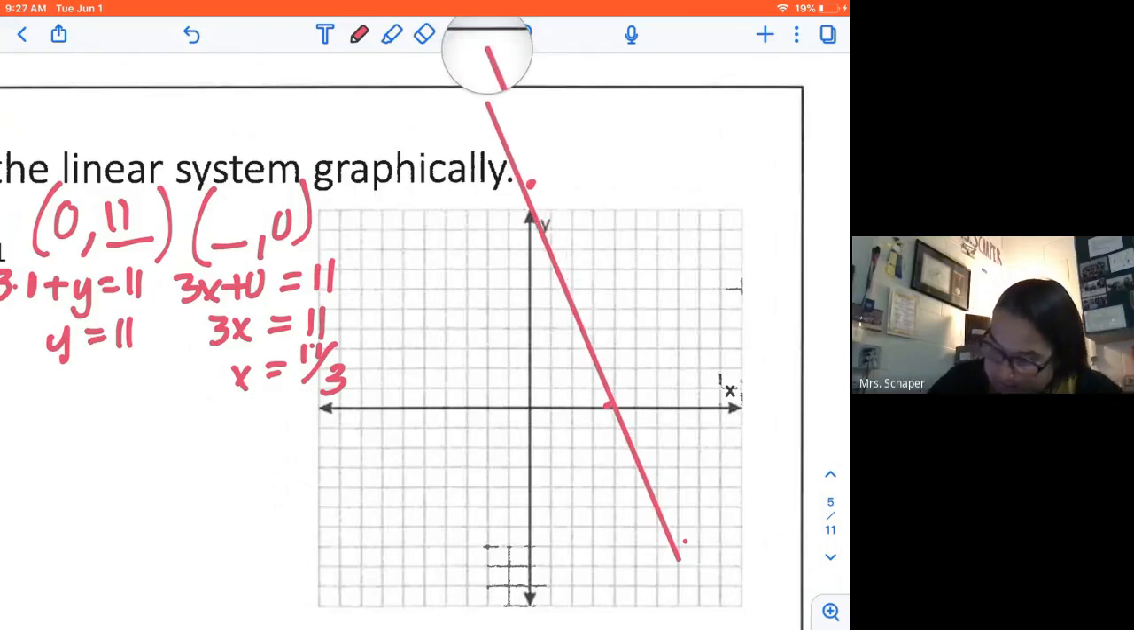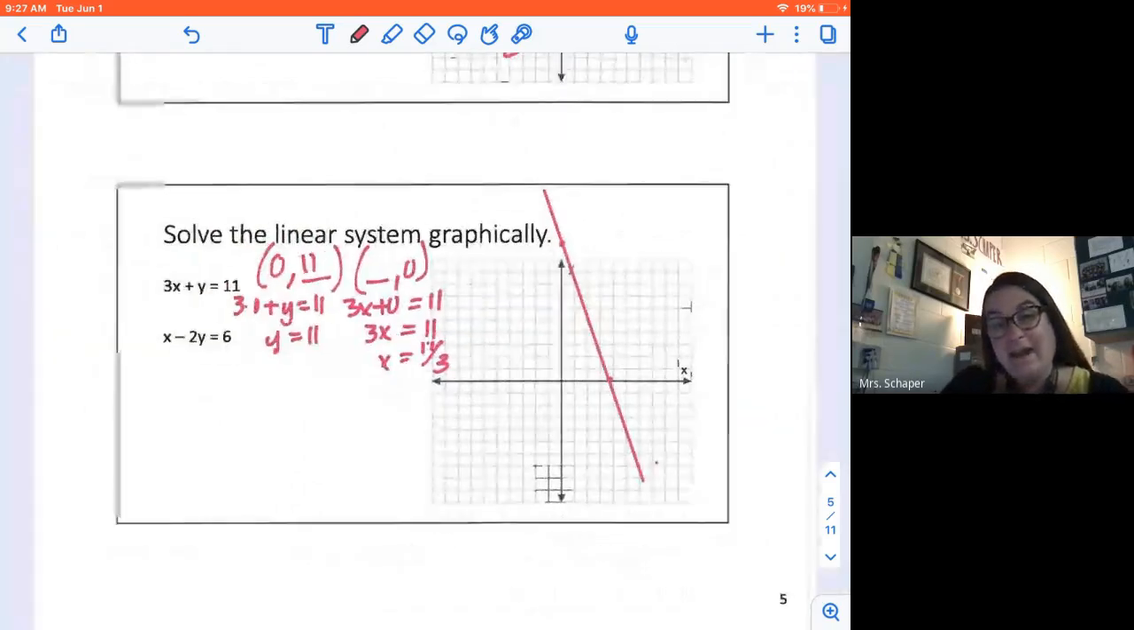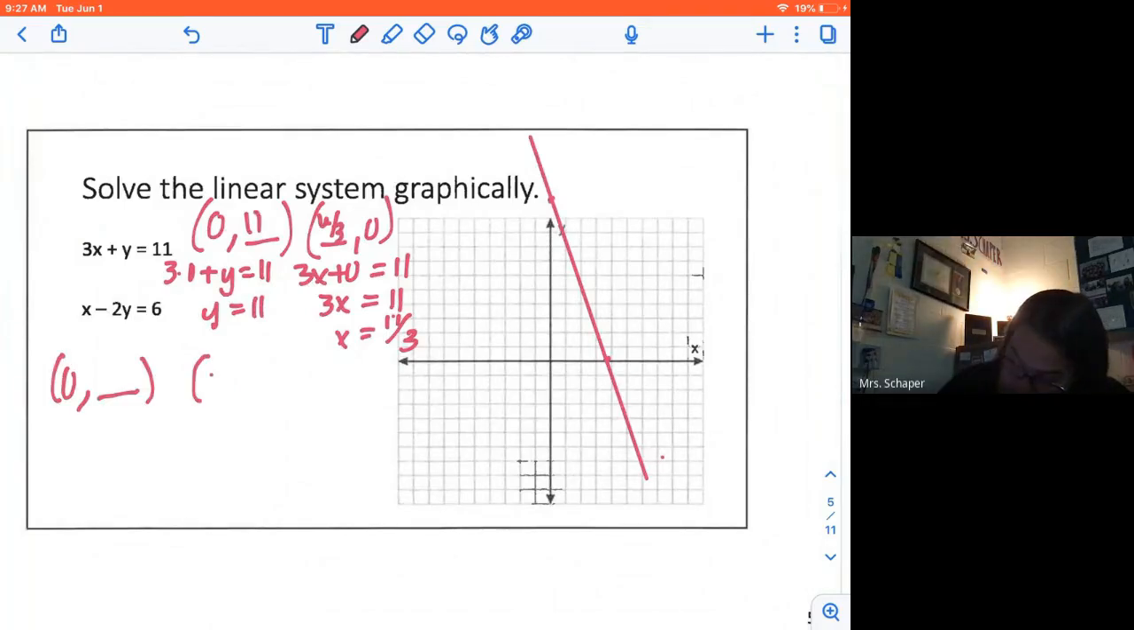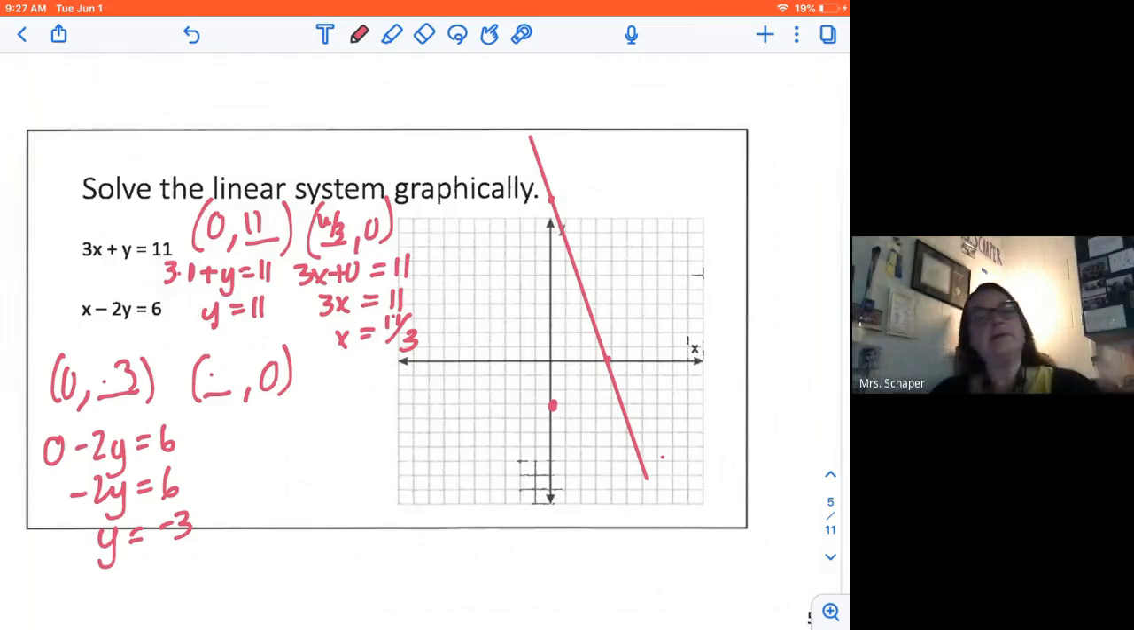One more time. There we go. Now what I'm going to do is graph the other one. And again, I can use standard form if I want to. So if x is 0, what is y? If y is 0, what is x? So 0 minus 2y equals 6. Negative 2y equals 6. Y equals negative 3. So 0, negative 3 is one of my points.